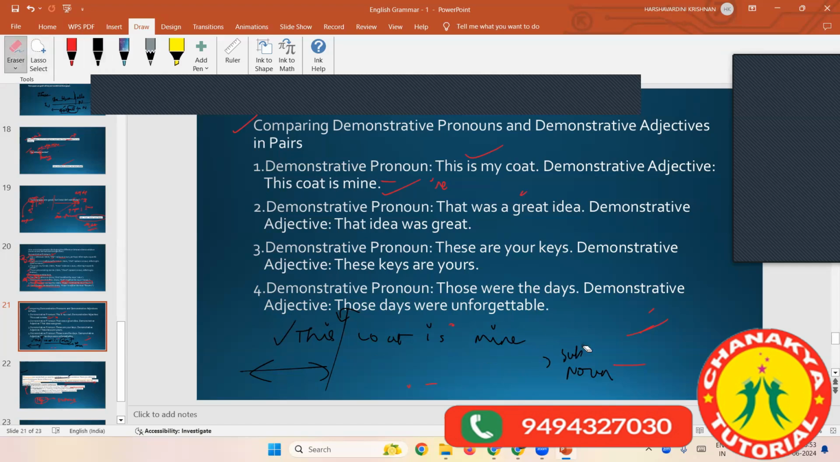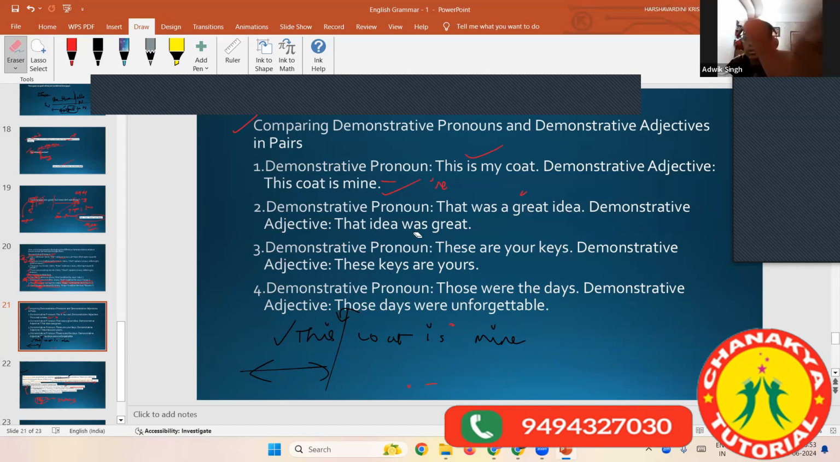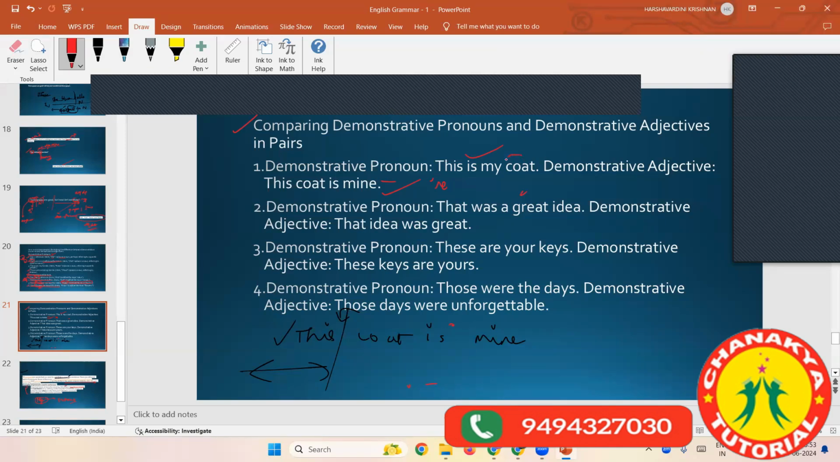Yeah? Ma'am, in the first sentence also, demonstrative pronoun. This is, yeah, when there is a subject, coat. Yeah, there is a subject, coat. That is why I'm telling again and again, this is my coat. It's like we don't know what kind of coat that is. We don't know whether it's a blue coat or black coat. We are just saying this is my coat. Already coat is a noun and we don't want a replacement for the noun.